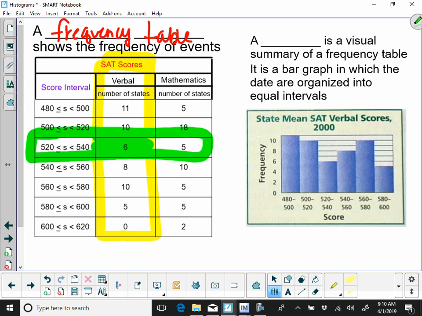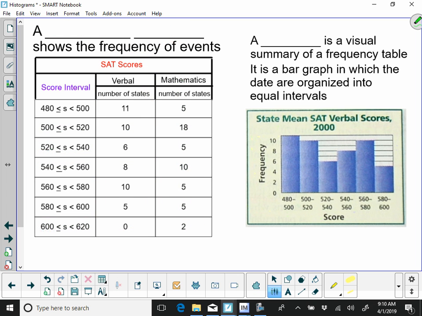How many states score between 600 and 620 in math? 2. Right here, 600 and 620 in math. That intersects right there too. Okay? You've got to know how to read a chart. All right? And then all this does is it took this data right here and it made it into basically a bar chart, which is what we call a histogram. Okay?